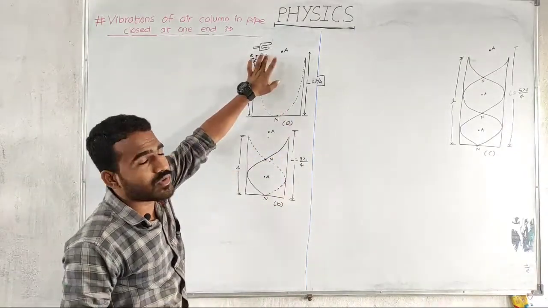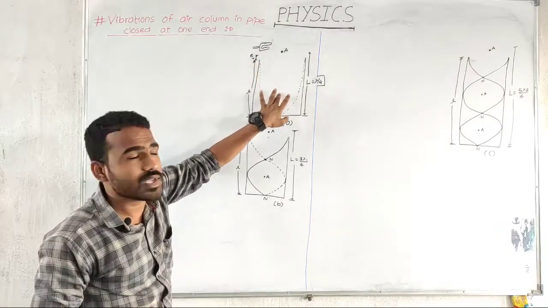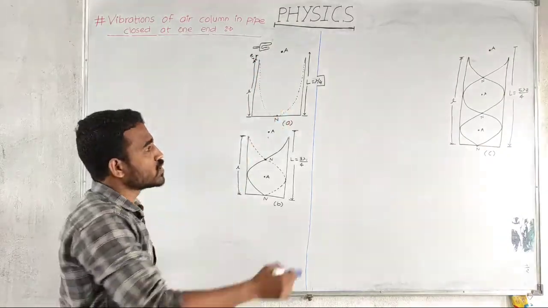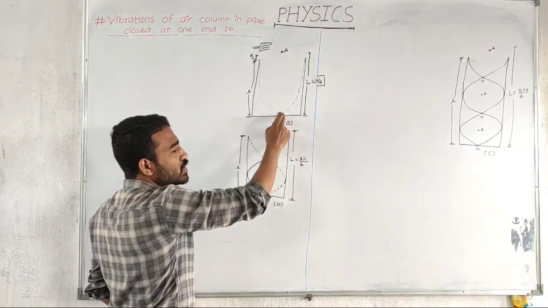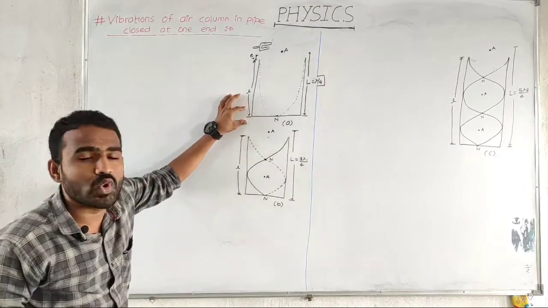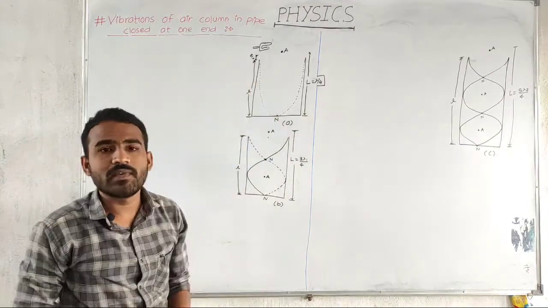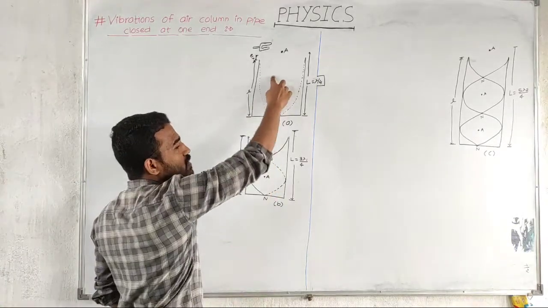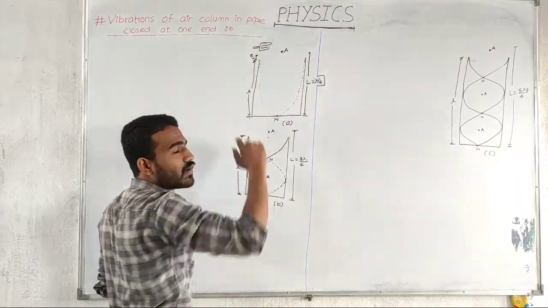So as the tuning fork is placed, longitudinal waves are traveling in the tube. As this end is rigid, these waves get reflected because of this closed end. As the waves are moving in this direction, because of this rigid end, they get reflected.